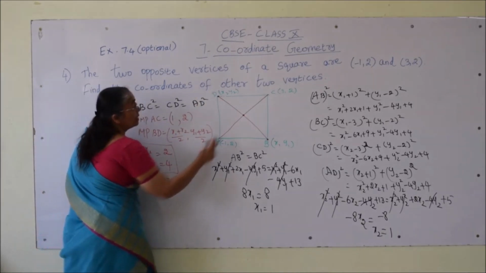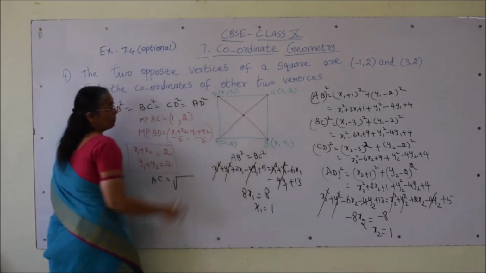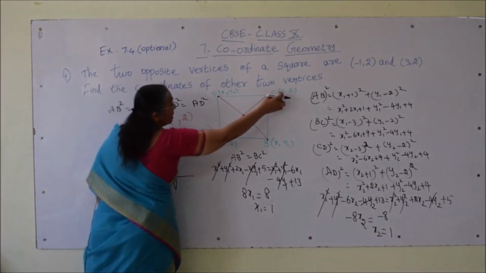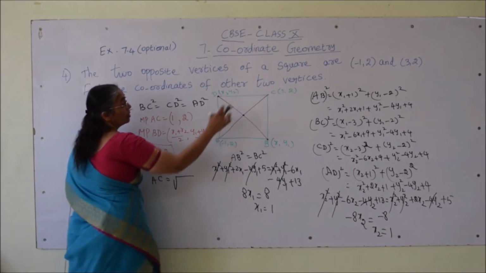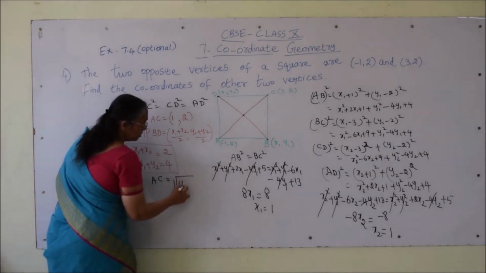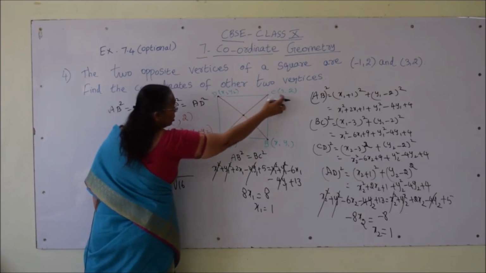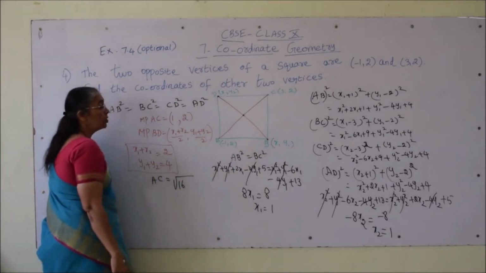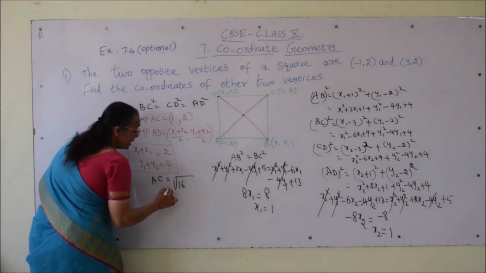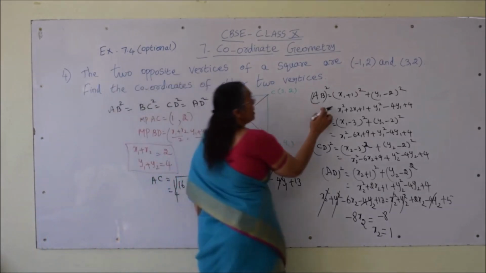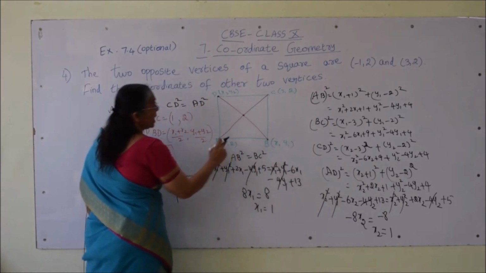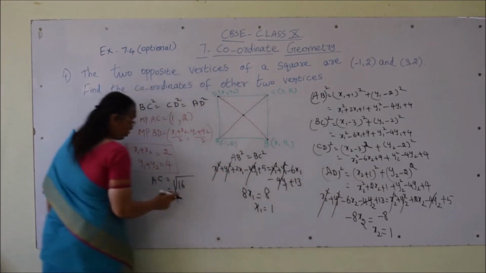Diagonal is given by the formula x2 minus x1 whole square plus y2 minus y1 whole square. 3 minus of minus 1 is 4, that is 3 plus 1, 4 square which is 16, and 2 minus 2 whole square which is 0. So, the AC distance is root 16, which is 4. We got the AC distance as 4.